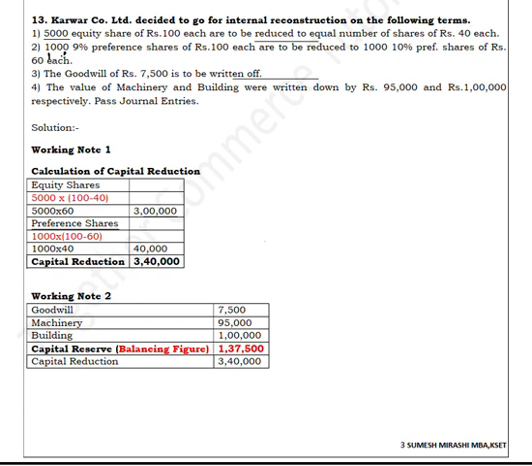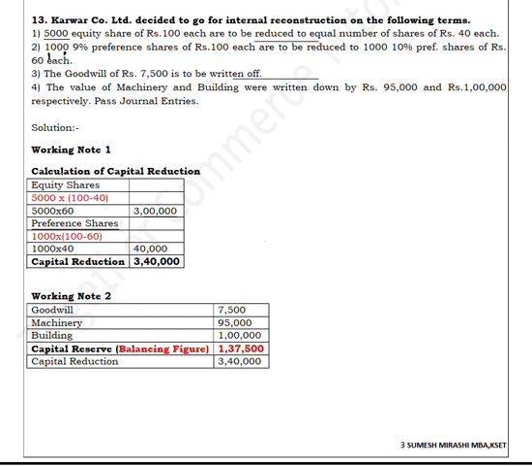Okay, so then 1,000 9% preference shares of 100 each are to be reduced to 1,000 10% preference shares of 60 each. Again, 1000 reduced from 100 to 60. These are the things you need to remember. Then goodwill to be written off by 7,500. The value of machinery and building were to be written down by 95,000 and 1 lakh respectively. Pass the journal entries.